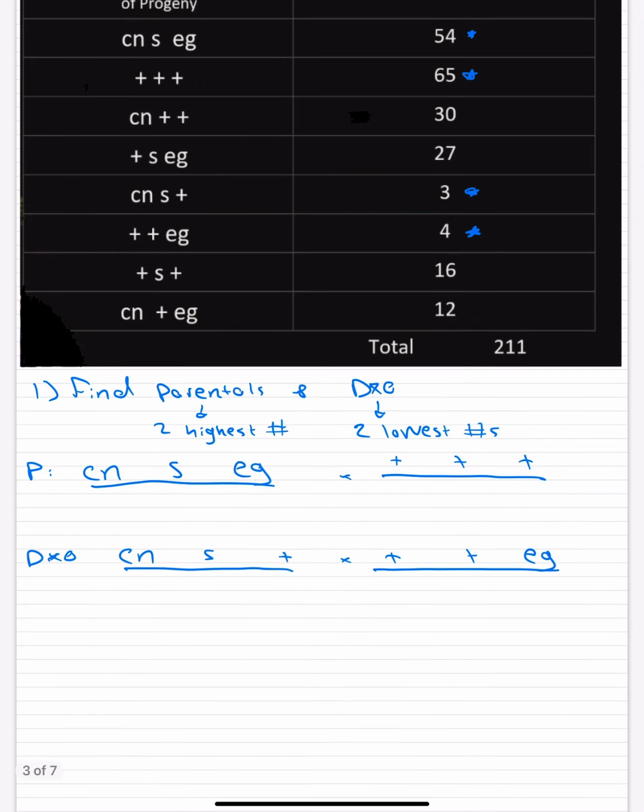So now we have identified the parentals and the double crossovers. What are we going to do next? Now we want to find the gene in the middle. What is the middle gene? Now what does that mean? What significance does it have?